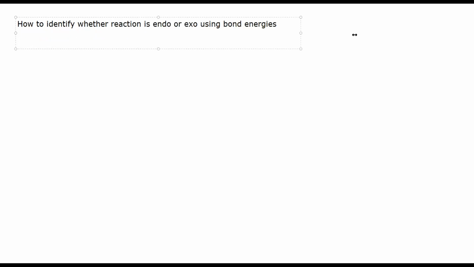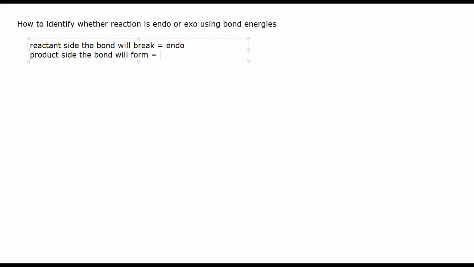So how to identify whether a reaction is endo or exo using bond energies? On the reactant side, the bonds will break, because the reactants come first, the bonds break, and then they form the products. Whenever bond breaking is there, it is endo. And on the product side, the bonds will form. As the bonds form, it is exo.